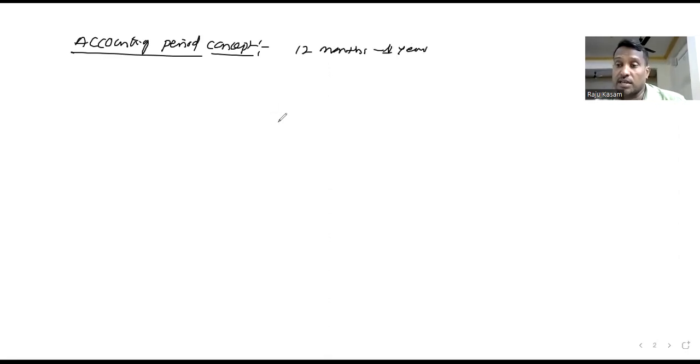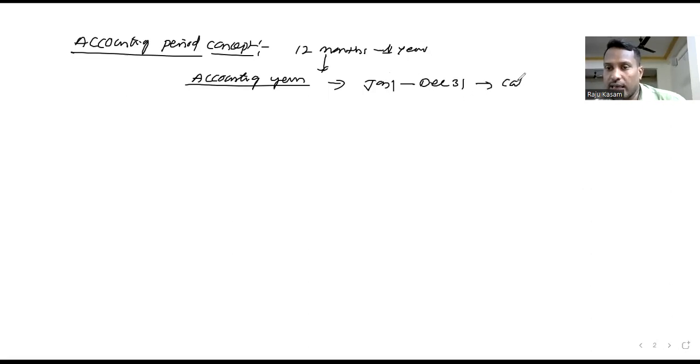The businessman has to maintain and close the accounts every 1 year. The accountant has to close the accounts and find the results of the business for every 1 year. So these 12 months may be, we have two accounting years. One is from January to December. Some businessmen start their accounting process from January 1st and close on December 31st. This is called the calendar year.